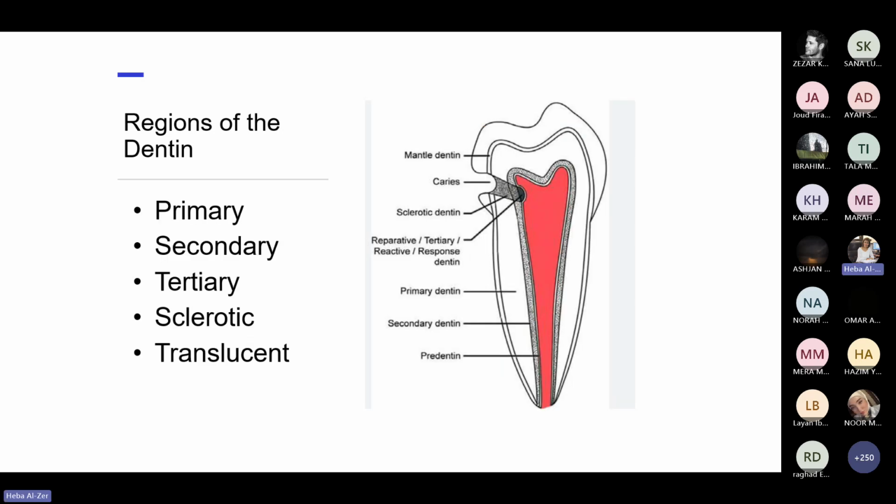Remember also that we can classify the regions of dentine in a different way. I'm going to mention them now and we will discuss them later. The primary dentine, the secondary, the tertiary, the sclerotic, and the translucent. These are also regions of dentine, but we are going to discuss them as age and post-eruptive changes later on.